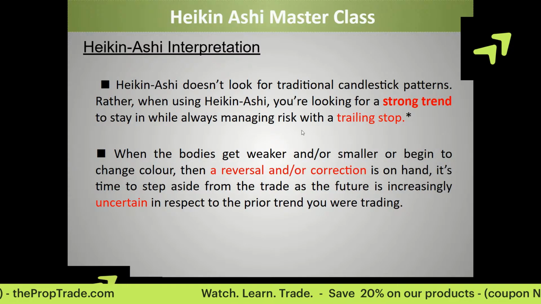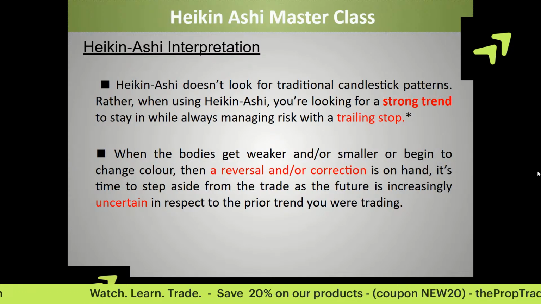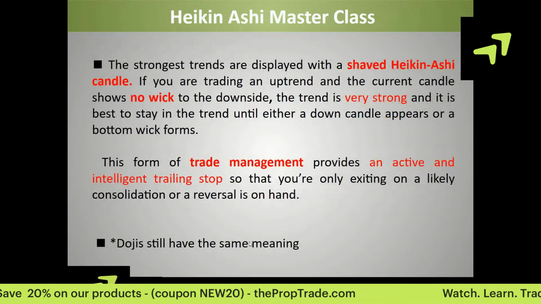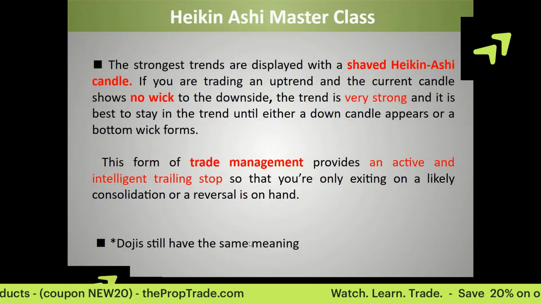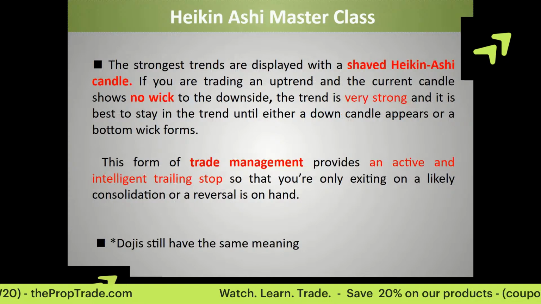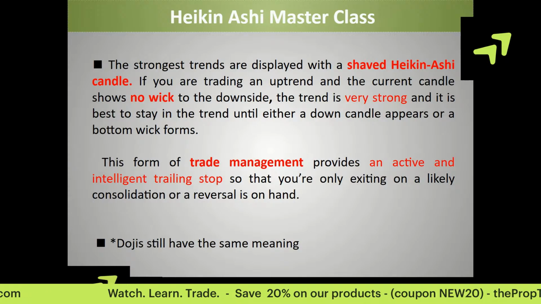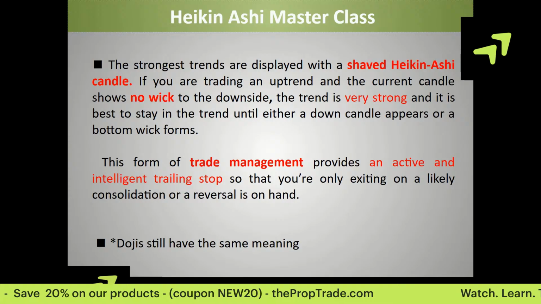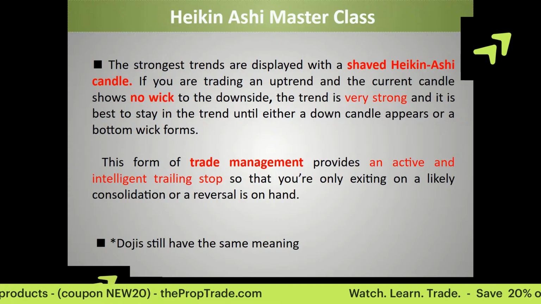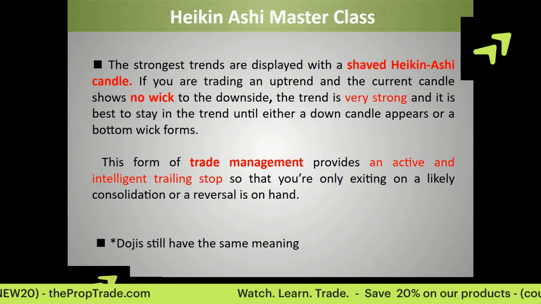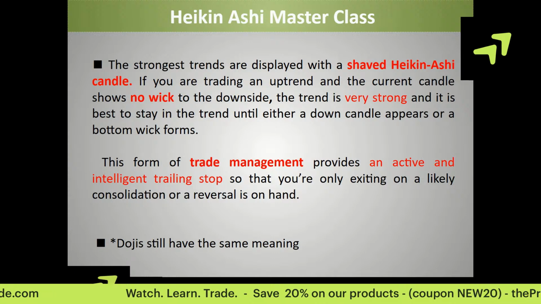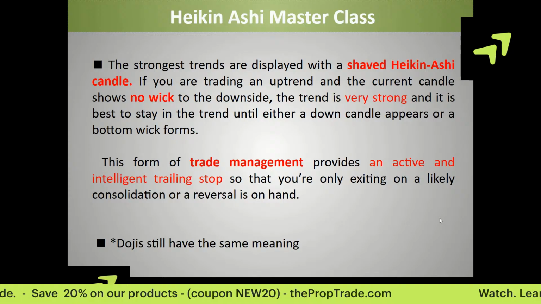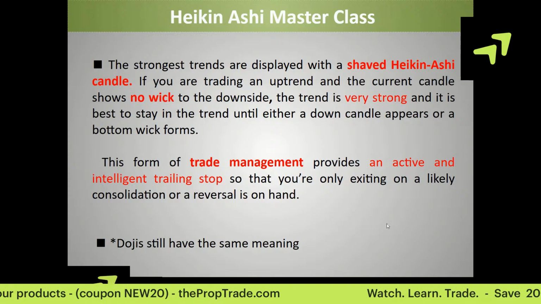So we're looking for strong trends to stay in for a while. So we go up to the higher time frames, and you see how strong it's been, like the stock market run. So what we're looking for are Heikin-Ashi candles with no wicks. If you're trading Heikin-Ashi in the uptrend and the current candle shows no wick to the downside, the trend is very strong. It's best to stay in the trend until either a down candle appears or a bottom wick forms. So that's a different way of getting out. Either the wick forms on the current coloured candle, or you wait till it changes colour completely.